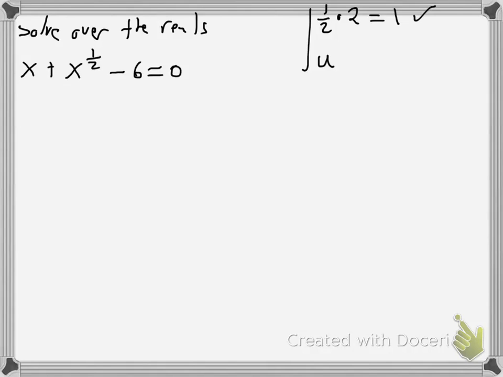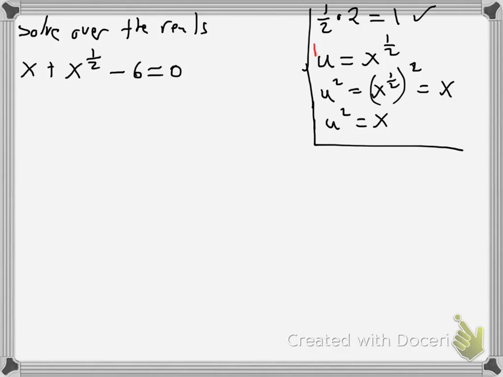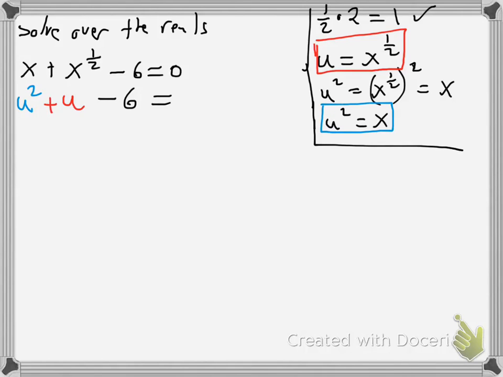So we let u equal the smaller exponent expression. So u equals x to the 1/2. Then u squared would be x to the 1/2 squared, which is just x. So to speed that up, u squared is equal to x. So we'll replace the x to the 1/2 and the x with the u and the u squared. So we're going to go ahead and substitute those in.